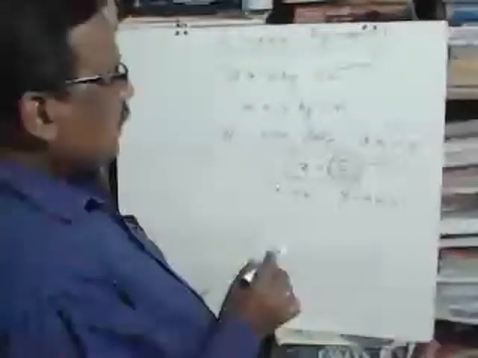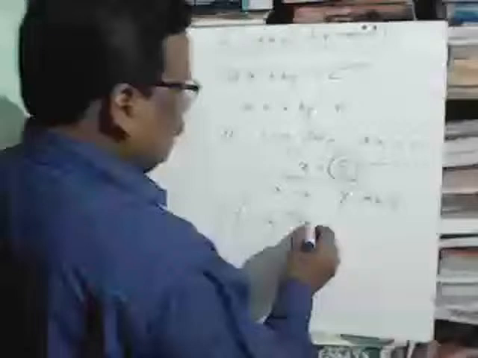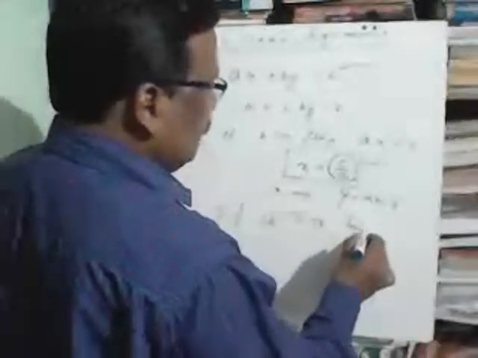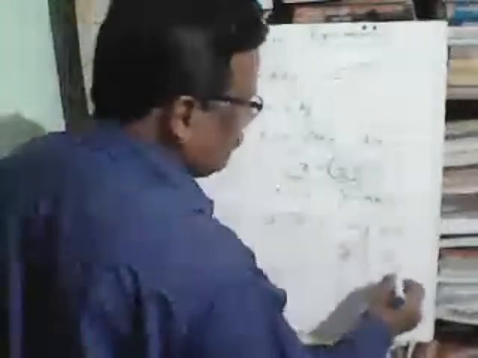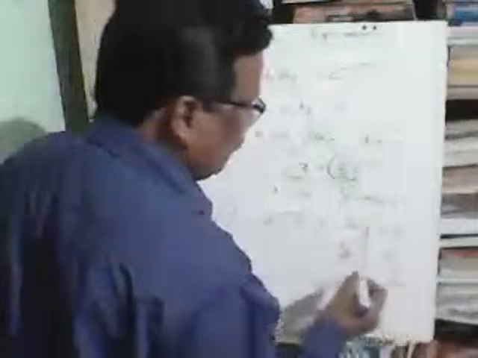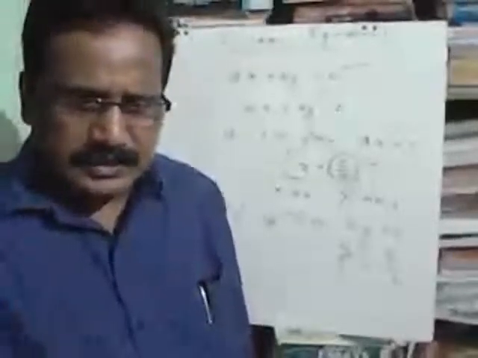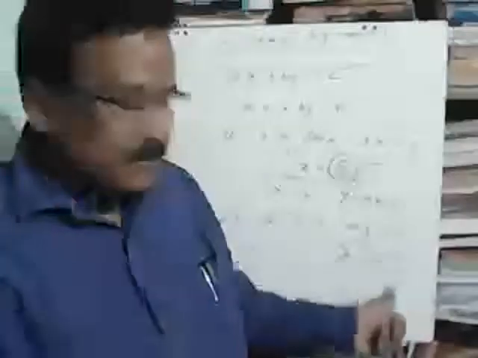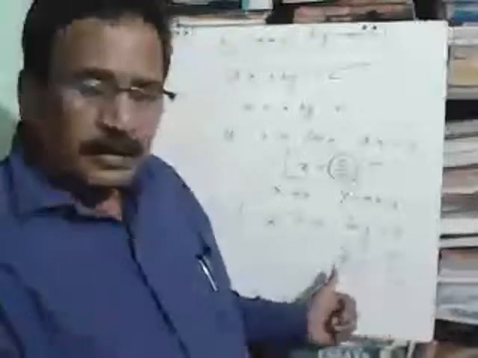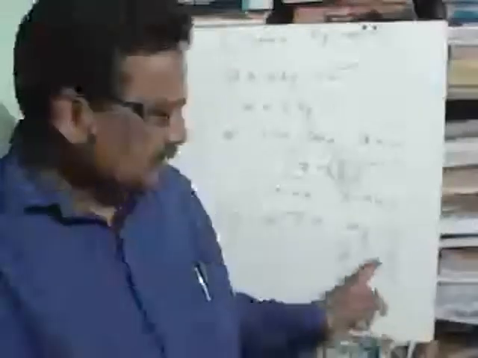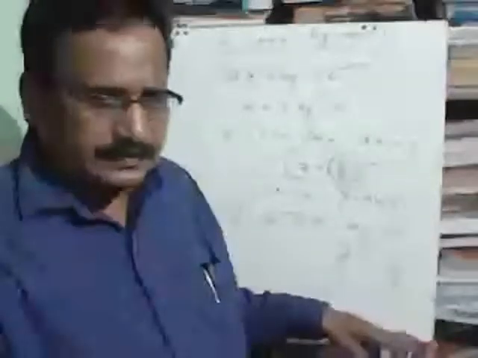If a equal to 0, then our equation becomes by equal to c, or y equal to c by b. You know, the graph of y equal to 0 is the x-axis. When the equation is of this form, y equal to c by b, I mean y equal to a constant, it is a line parallel to the x-axis. Y equal to 0 is the x-axis. If it is positive, above the x-axis; if negative, below the x-axis.